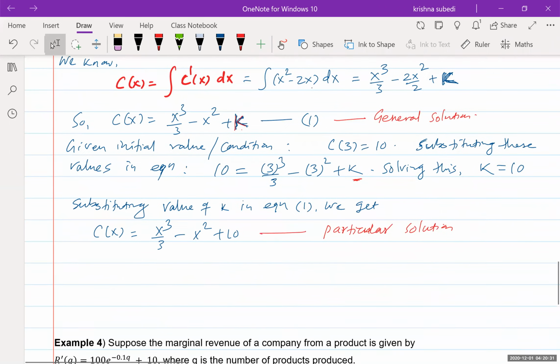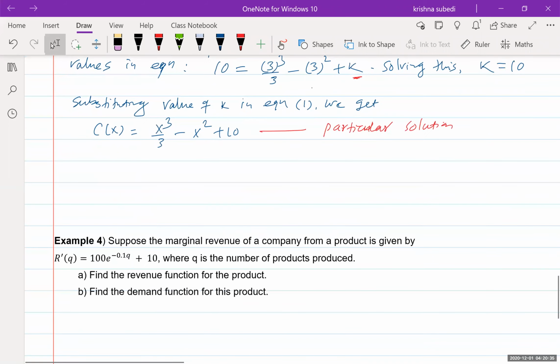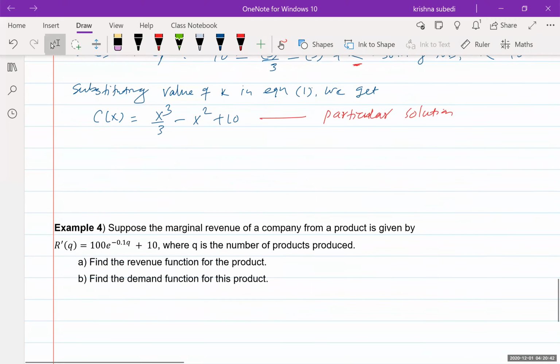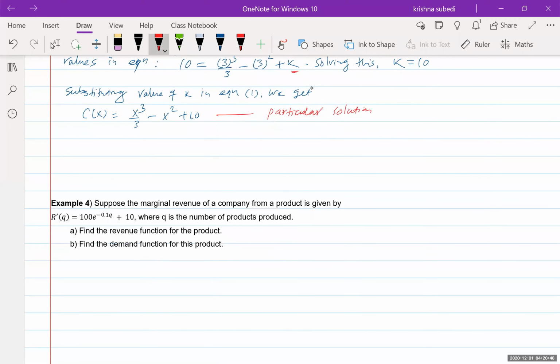Okay. Now, if you have any question, let me know. Otherwise, I think you will be able to solve this example 4 by yourself, and I leave it to you. Just take a few minutes and let's try example 4.